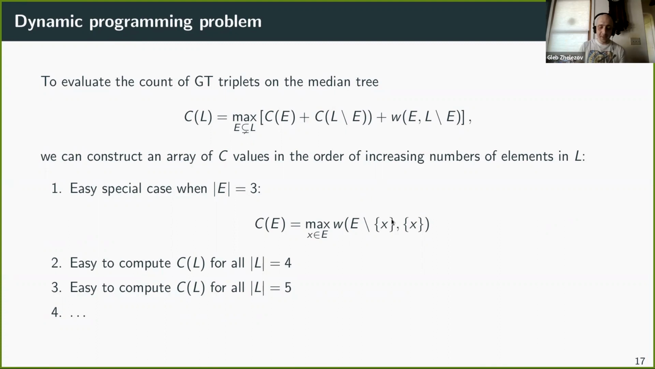So the solution now is very easy. Again, the idea was that we needed to count the number of triplets on the median tree. And we just started off with this expression and we attempted to maximize it.